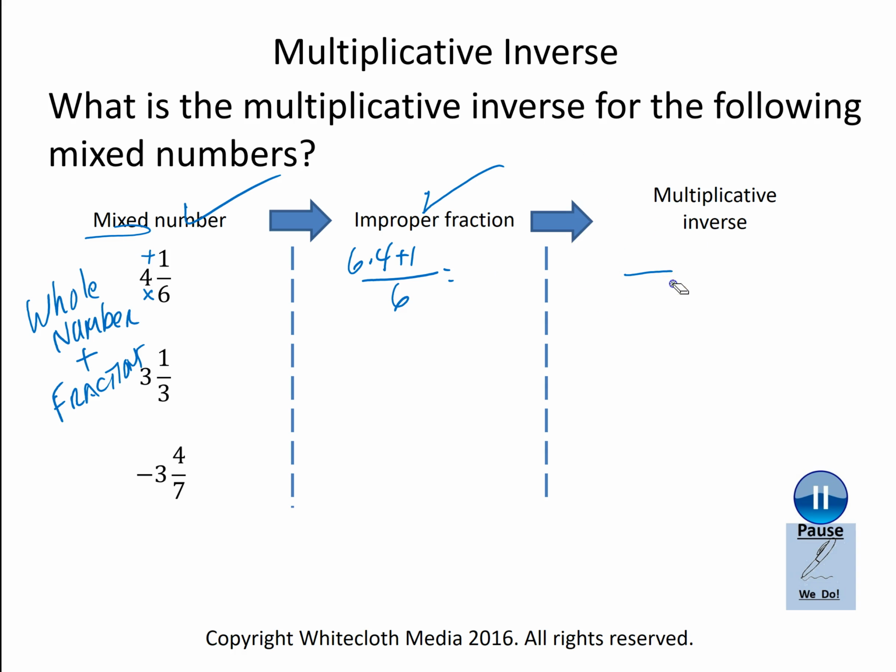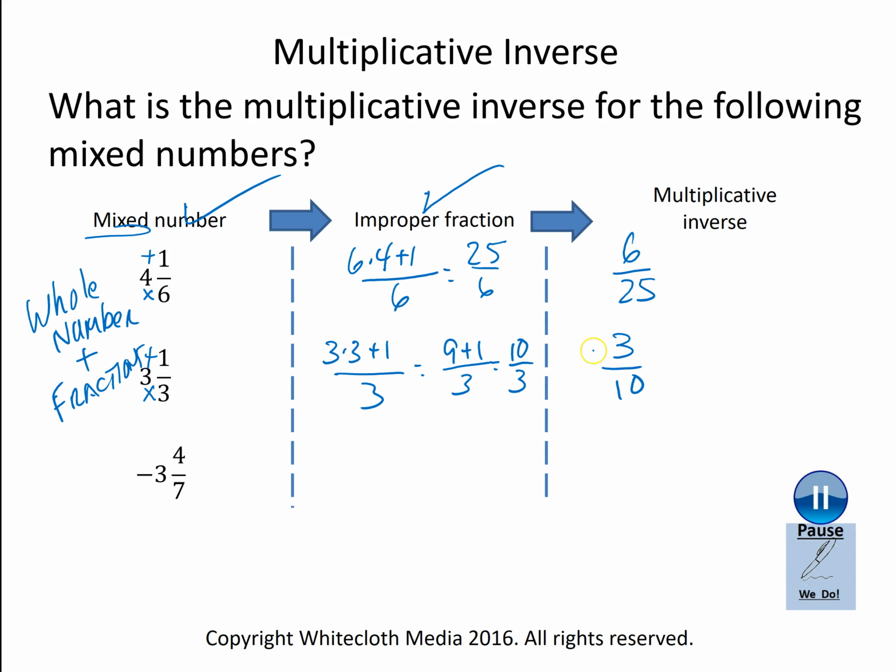I'm sorry, let's do it this way. So this is our improper fraction. Our multiplicative inverse is 6 divided by 25. So we multiply and we add. We keep the same denominator. So it's 3 times 3 plus 1, which is 9 plus 1 divided by 3, which is 10 thirds. The multiplicative inverse, or the reciprocal, is 3 over 10.